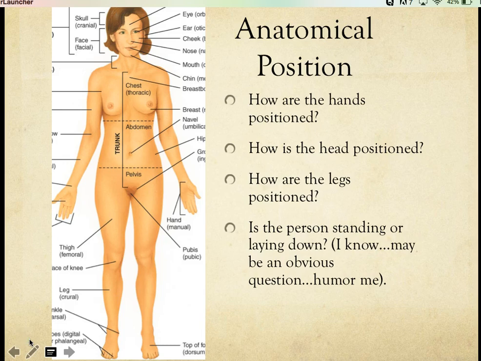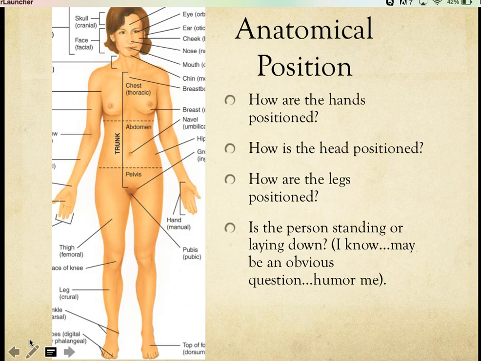So anatomical position, basically the picture you're seeing in front of you, is proper anatomical position. So take a look at how the hands are positioned. They are at the individual's sides, palms facing forward. The head is also level, facing forward, so the person's not looking up or looking down or sideways. The head is not tilted. Their legs are basically shoulder width apart, straight underneath them. The knees are not bent. Toes are not turned out. And again, the person is standing up.